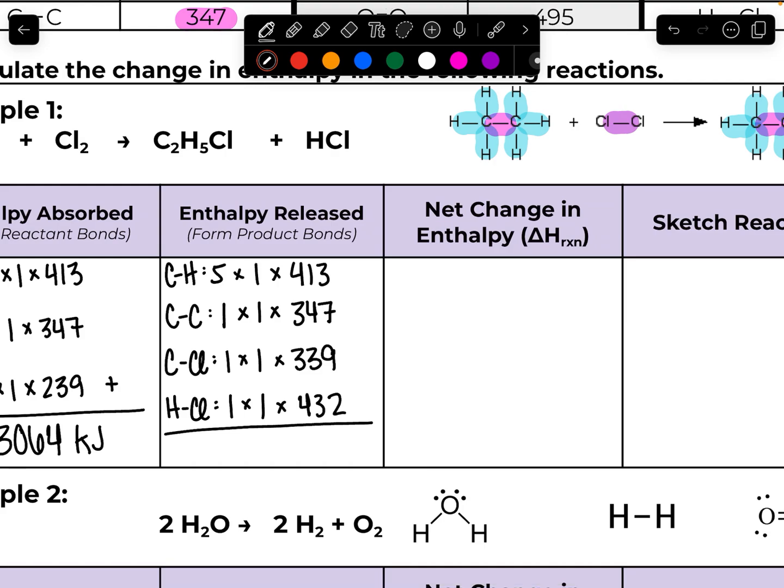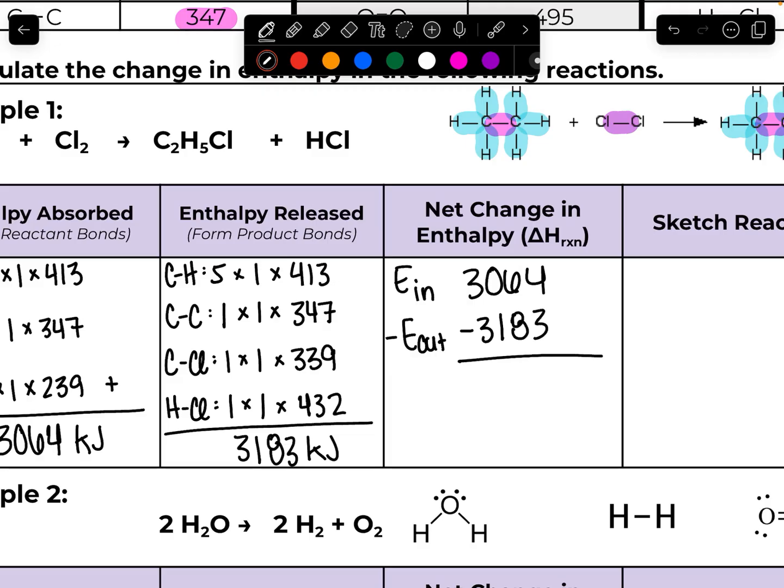But when I sum these, what I get is the total amount of energy that's going to be released when my product bonds form. 3,183 kilojoules. Now I look for the net change. I'm going to take the energy that's in, or the energy absorbed, and then I'm going to subtract out the energy that I get out when my product bonds form.